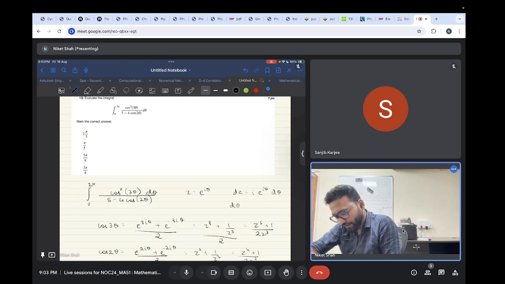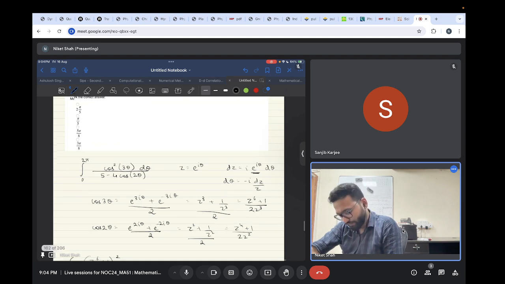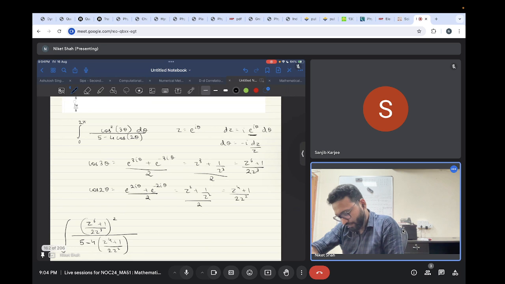So dθ is equal to minus i dz upon z. e^(iθ) is z, so I put it z like this. 1 by i becomes minus i, so that's why minus i dz upon z. This is dθ. So minus i dz upon z.